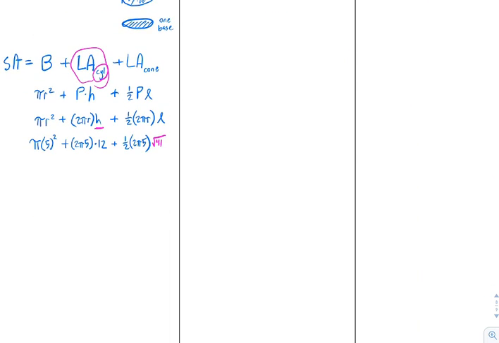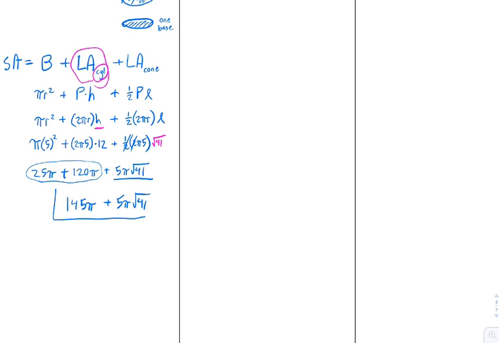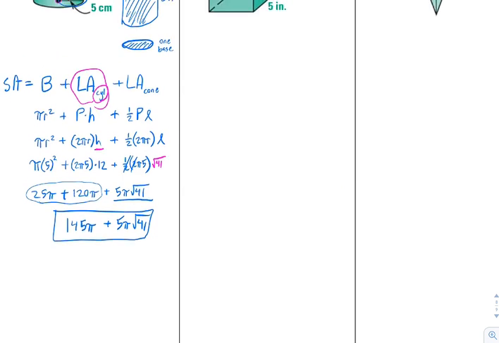All right, and then I can just simplify this a little bit. So this is 25 pi plus, let's see, 2 times 5 is 10, so that's 120 pi plus 1/2 and 2 cancel. I get 5 pi root 41. Now I can't combine this with anything because of that odd square root of 41, but I could put together these two because they're just counting up how many pi's I have. I have 145 pi plus 5 pi root 41. Great. Okay, again, you could approximate it. I'm just going to leave it exact.